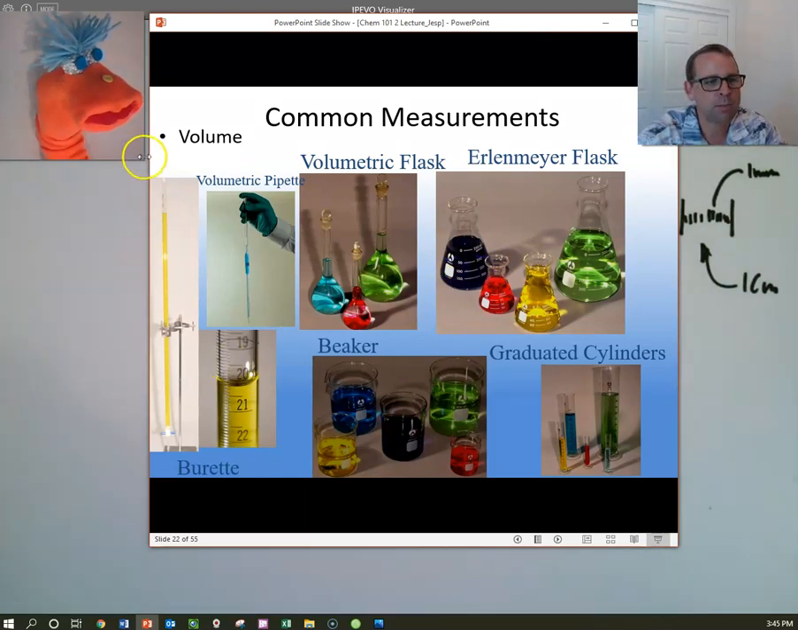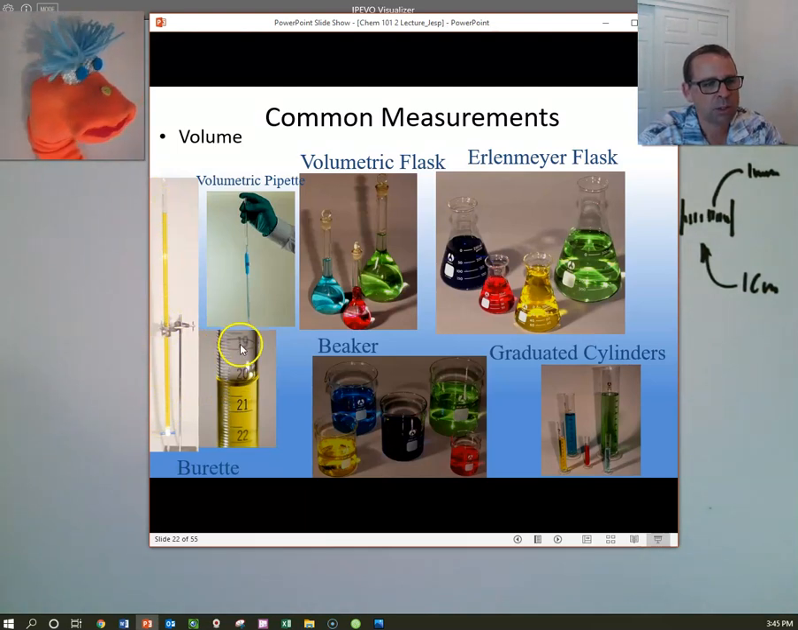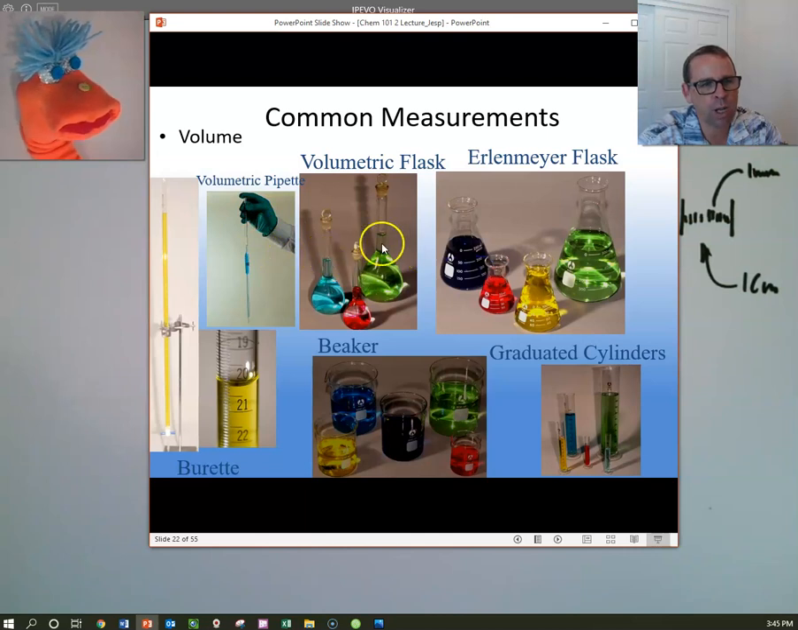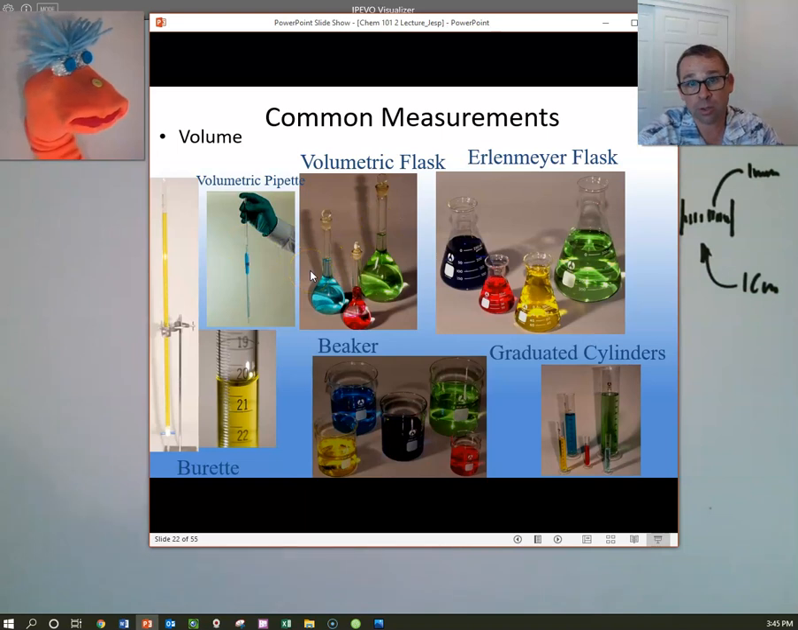A burette. This is a burette. And you see that it's labeled, starting from the top, as zero, and it counts higher as you go down, because it's trying to see how much you've actually delivered out of the bottle. Volumetric flasks and volumetric pipettes, as I mentioned, only measure one value, but they're very, very low in terms of their error in those measurements.